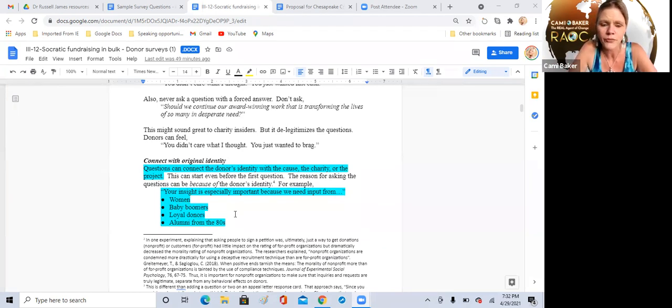So for example, your insight is especially important because we need input from women. We need input from baby boomers. We need input from the people who care about our senior citizens. We need input from property owners in the Green Acres School District. Like whatever that is for you. We need input from the 2 family property owners in Brooklyn. Whoever it is that you're wanting to call forward.